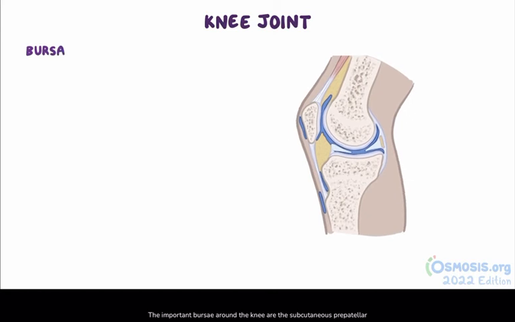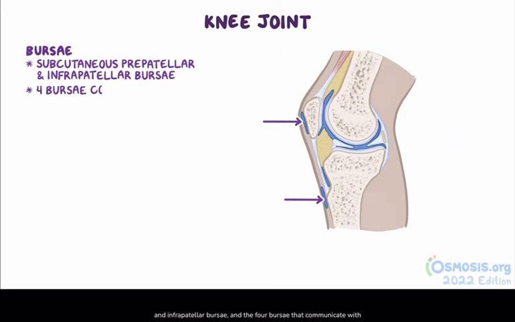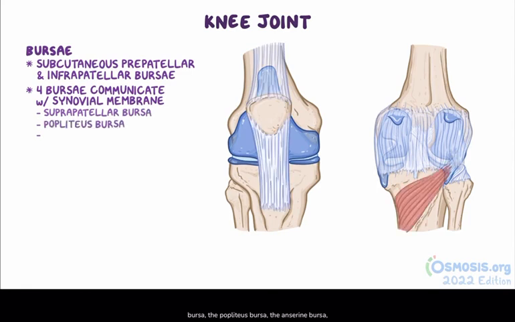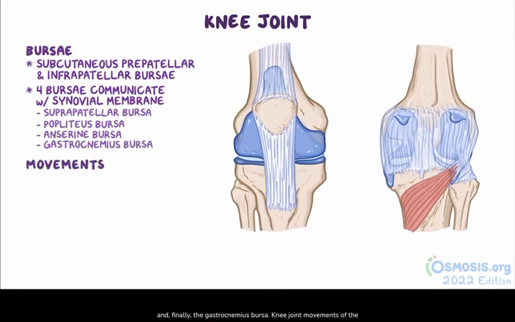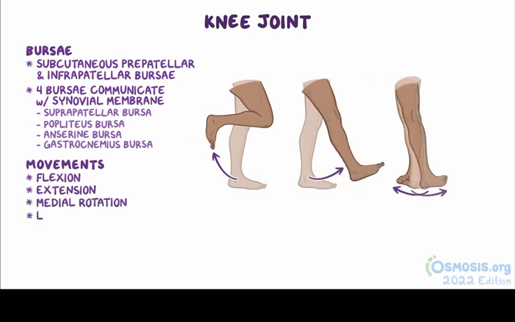The important bursae around the knee are the subcutaneous prepatellar and infrapatellar bursae, and the 4 bursae that communicate with the synovial cavity of the knee joint: the suprapatellar bursa, the popliteus bursa, the anserine bursa, and finally the gastrocnemius bursa. Knee joint movements include flexion, extension, medial rotation, and lateral rotation.